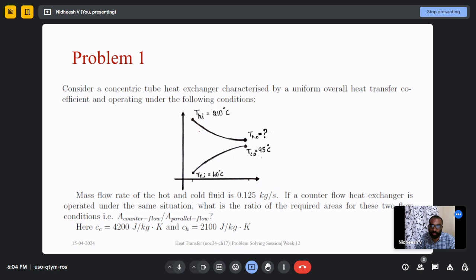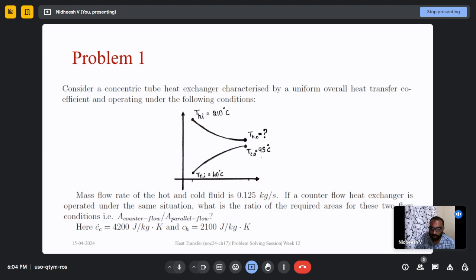Simply by looking at this temperature profile, we can say that it is a parallel flow heat exchanger. And let's look at the remaining part of the question. The mass flow rate of the hot and cold fluid is 0.125 kilograms per second. If a counterflow heat exchanger is operated under the same situation, what is the ratio of the required areas for these two flow conditions? That is, we need to find the area of the counterflow heat exchanger divided by the area of the parallel flow heat exchanger. We need to find this ratio.